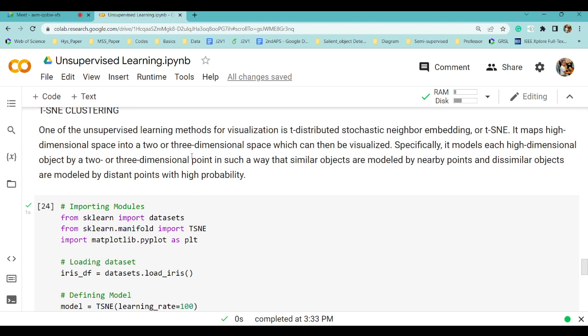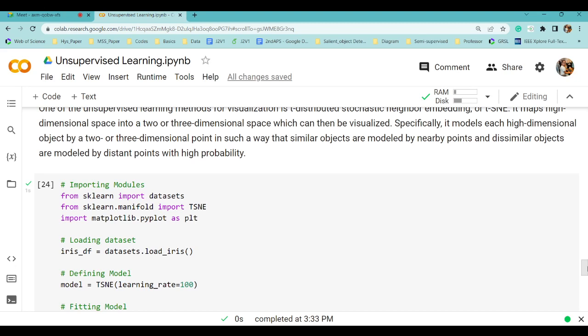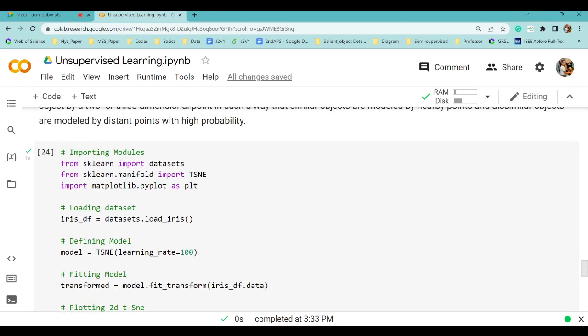It is one of the unsupervised learning methods for visualization. It maps high dimensional space into a 2 or 3 dimensional space which can be visualized. Specifically, it models each high dimensional object by a 2 or 3 dimensional point in such a way, and this line is important, that similar objects are modeled by nearby points and dissimilar objects are modeled by distant points with high probability. The example which I gave is similar to that. You should know just the terminologies, that is why I've kept it in.